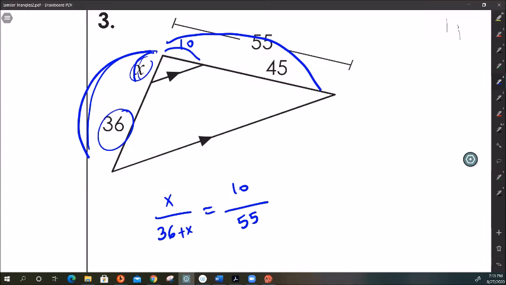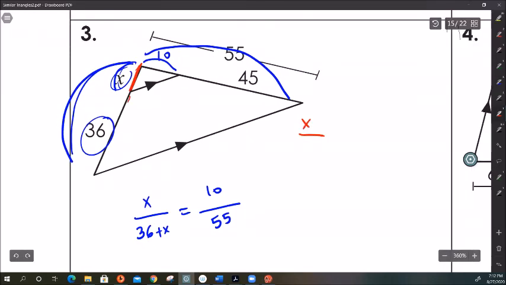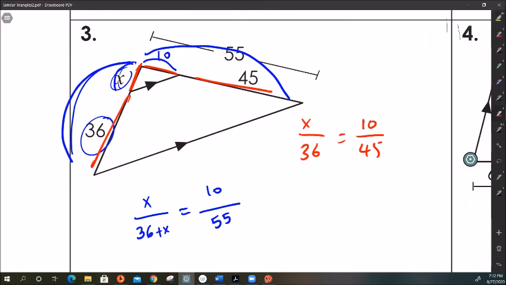Could you use the proportionality theorem here? Yes, I already solved it that way. So x to 36 is equal to 10 to 45. You can definitely do that. It's easier. X will be 80.